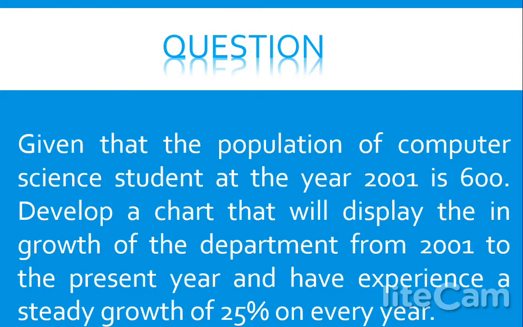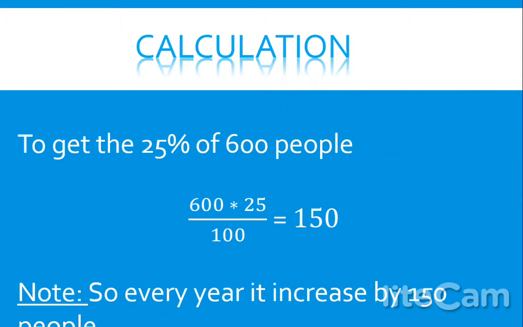So let's find the 25% of 600 for every year. To get the 25% of it, since they increase by 25% every year, we say 600 times 25 divided by 100 is equal to 150. So note, every year the population is increased by 150. So let's get started.